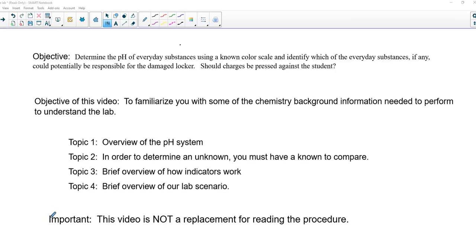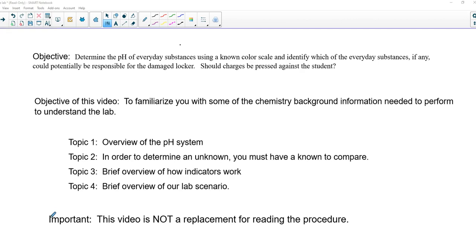Now, here's the objective of our lab: to determine the pH of various substances using a known color scale and identify which of the everyday substances, if any, could potentially be responsible for the damaged locker should charges be pressed against a student, maybe disorderly conduct or something like that.